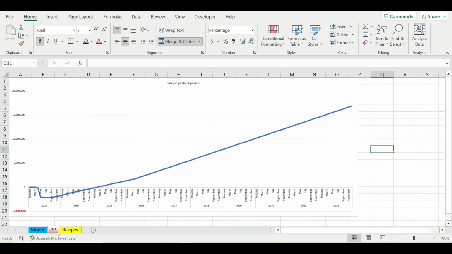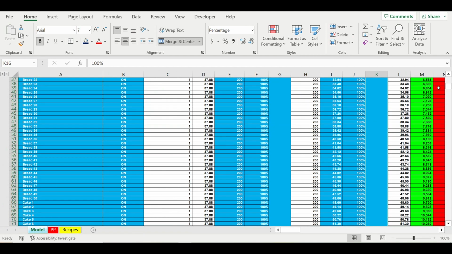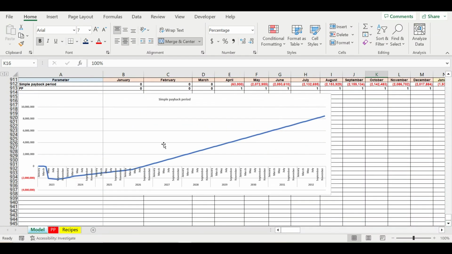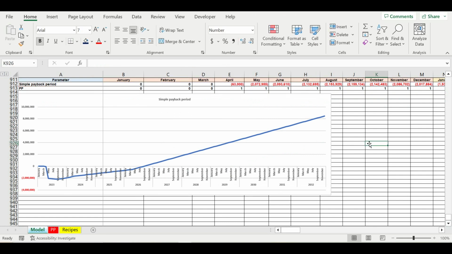So now let's put the base scenario. As you can see, the payback moment occurs when this diagram crosses the timeline axis. And well, I hope this video was useful for you.